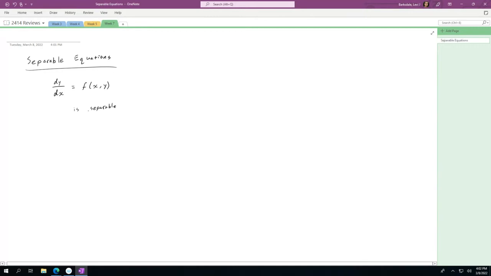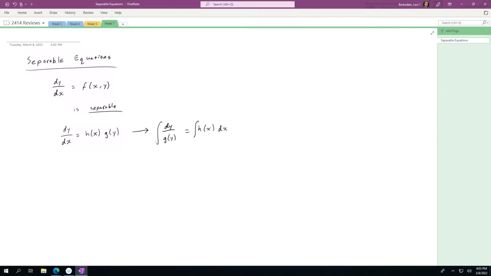if specifically we can write it as dy over dx is equal to a function of x multiplied by a function of y. Because what this allows us to do is write our differential equation in the form dy over g of y is equal to h of x dx, and then we can simply integrate. And then to solve it, we can simply integrate both sides because each side is now a one variable function.